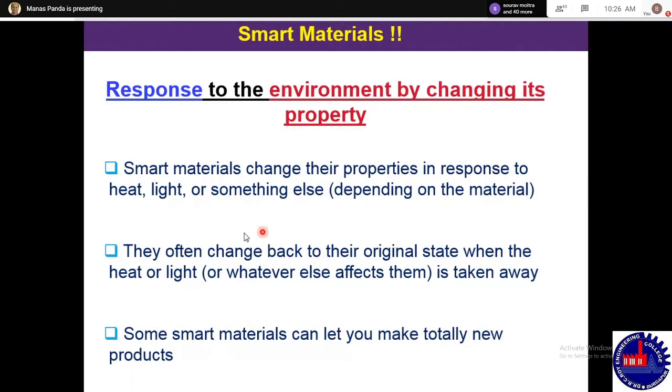Based on those property changes, we have to think of their application in respective areas. There are certain materials which we can change back to their original state when the heat or light is taken away. I mean, there is reversibility also. If you apply one stimulus, they change their shape, and then if you remove the stimulus or apply a different stimulus, they go back to the initial state. This reversibility is very important for certain materials.